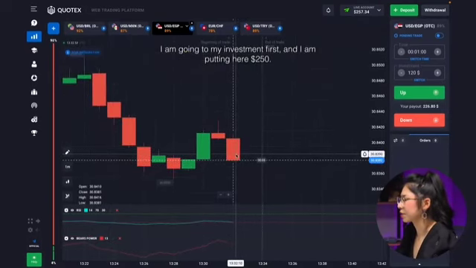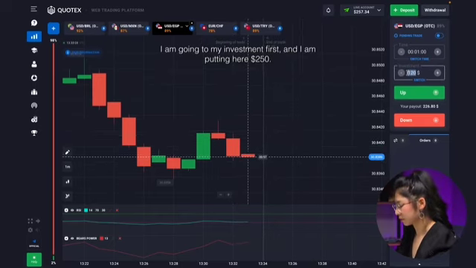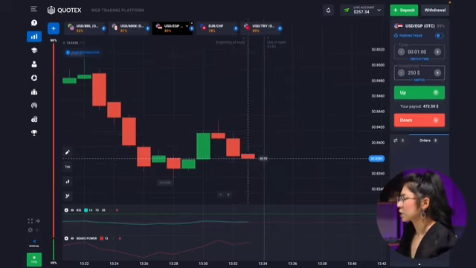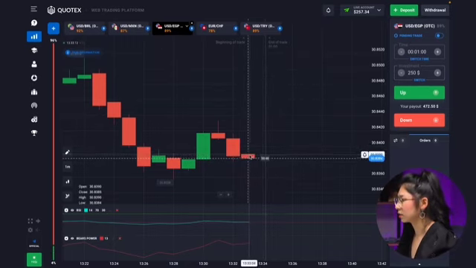I'm going to my investment first, and I'm putting here $250. So what else? I think I need to go with the put option, and let's go.